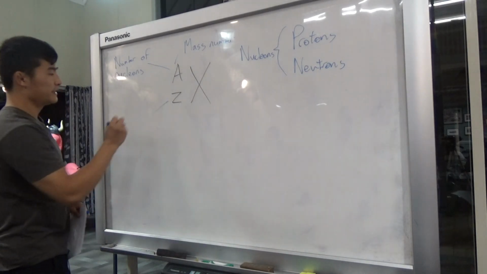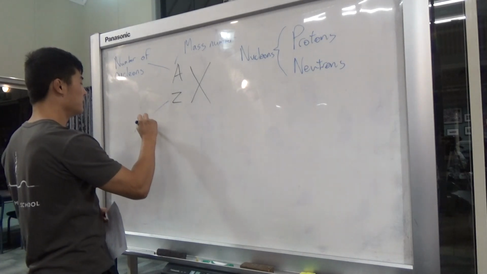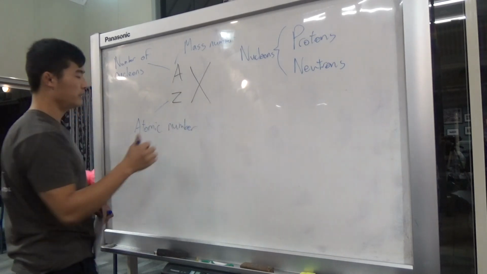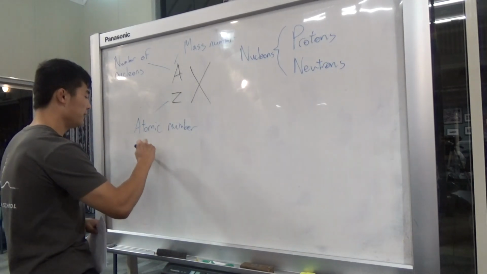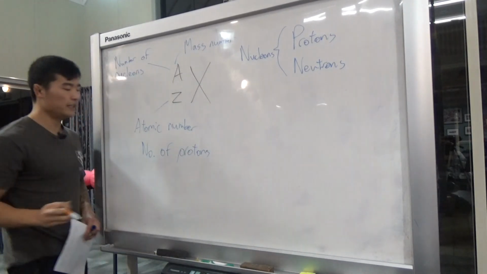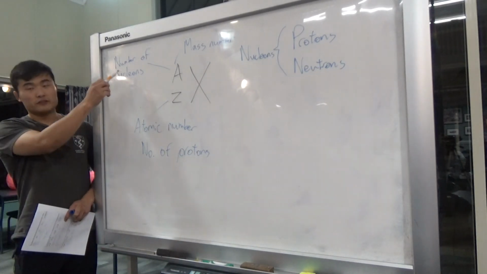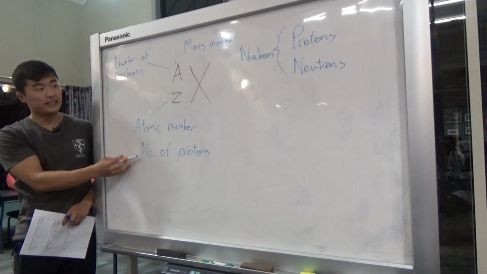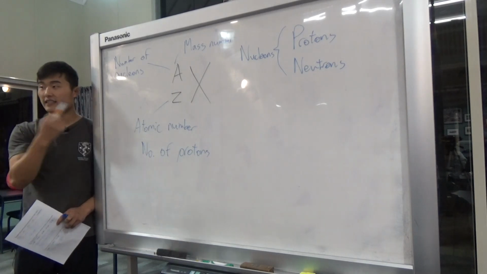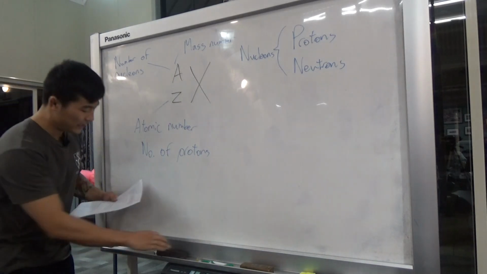And then this letter Z on the bottom here will be the atomic number, and that tells you the number of protons. So if you've got the number of nucleons and the number of protons, then you can work out the number of neutrons, which will just be the difference between them, right? I'm pretty sure everyone already knew that, but just making sure that everyone's on the same page.